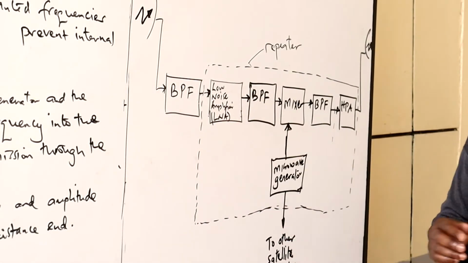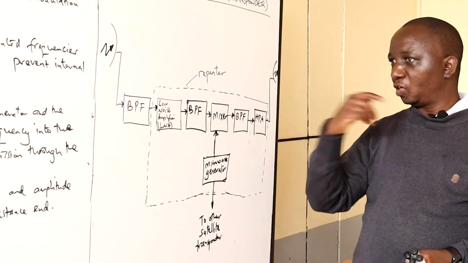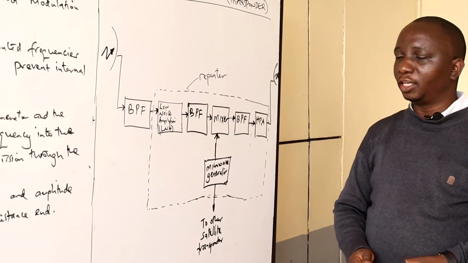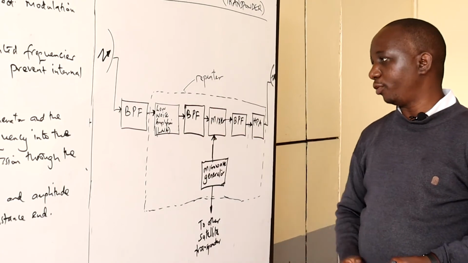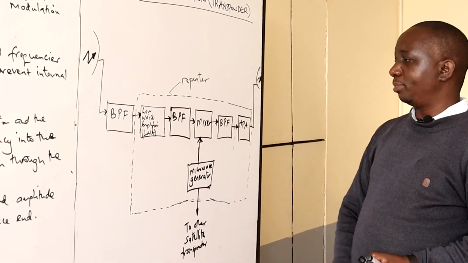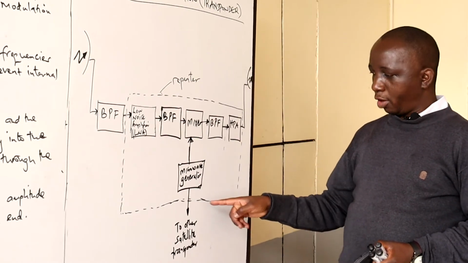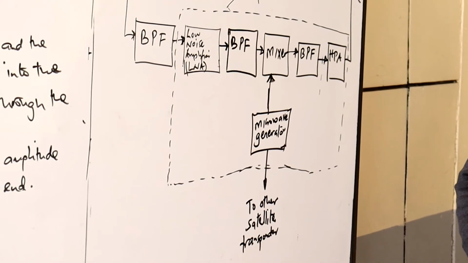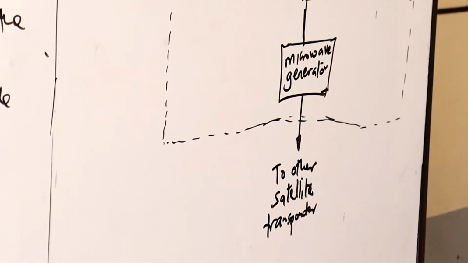So when you look at this diagram, we have got the bandpass filter, which we now know its function. And we also have something referred to as the low noise amplifier, LNA. And then again, I've got a bandpass filter. And there's a mixer and a microwave generator again. But there's also, from the microwave generator, a link referred to as to other satellite transponder. Any satellite transponder or repeater station must have its own microwave generator.